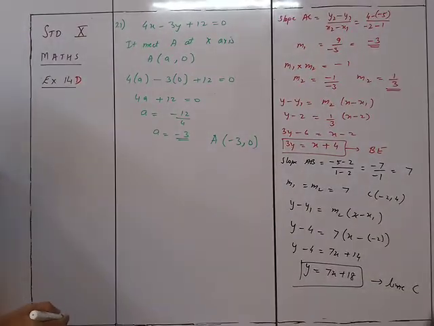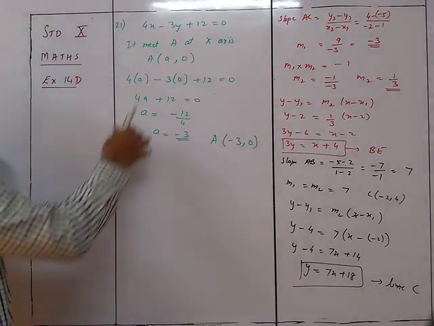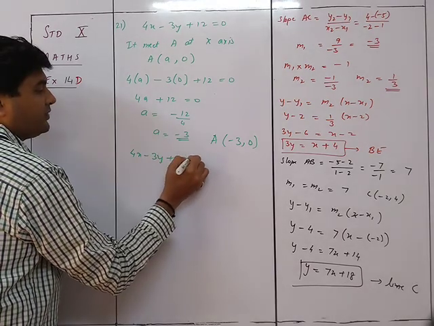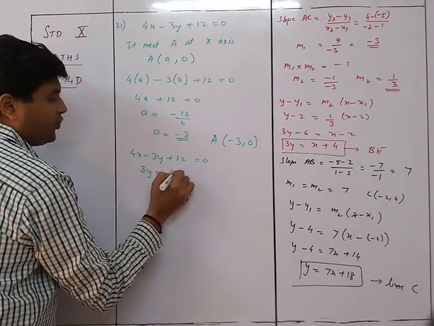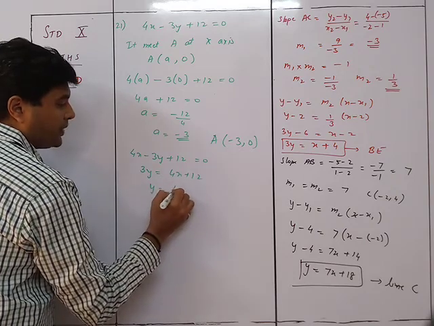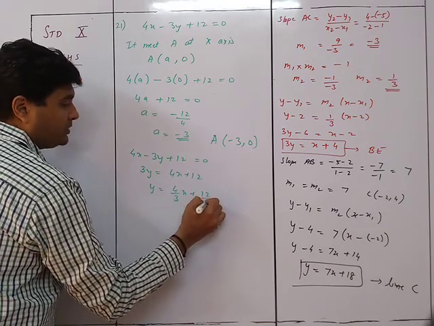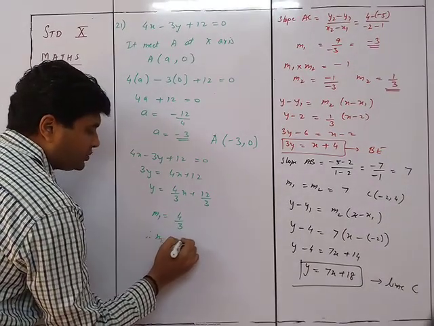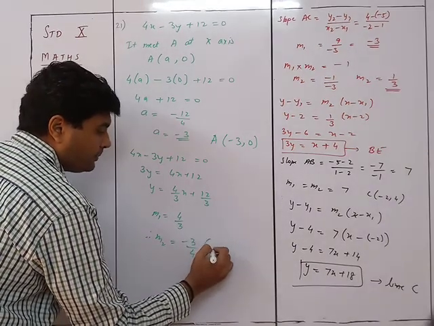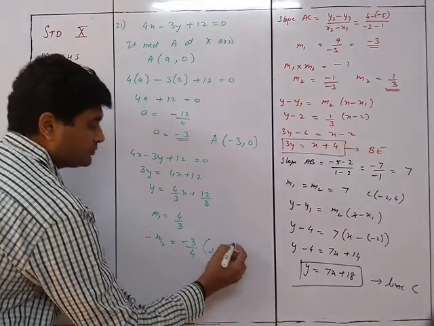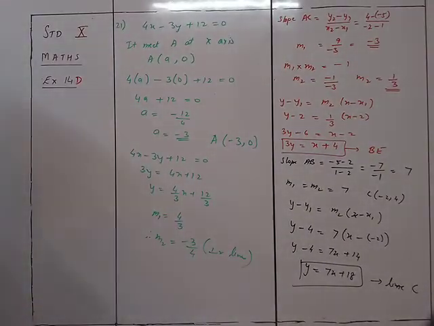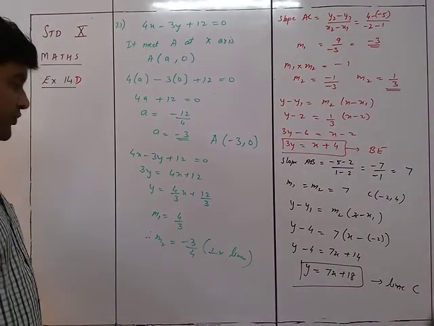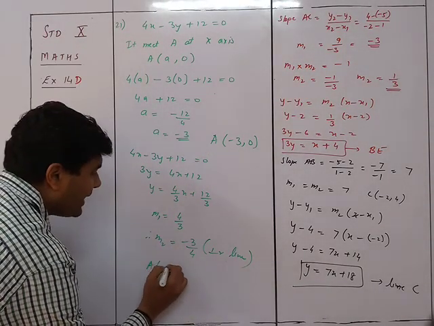And you want it to be perpendicular to this line. So let's find out the slope of this one. We get 4x minus 3y plus 12 is equal to 0. So 3y is equal to 4x plus 12. y is equal to 4 upon 3 x plus 12 upon 3. So therefore M1 is equal to 4 upon 3. Therefore, M2 is equal to minus 3 upon 4 because the lines are perpendicular. Shortcut, we use the negative reciprocal. So M2 is minus 3 upon 4 and we have got point A as minus 3 comma 0.